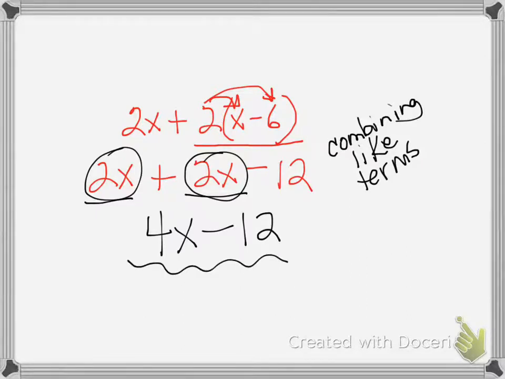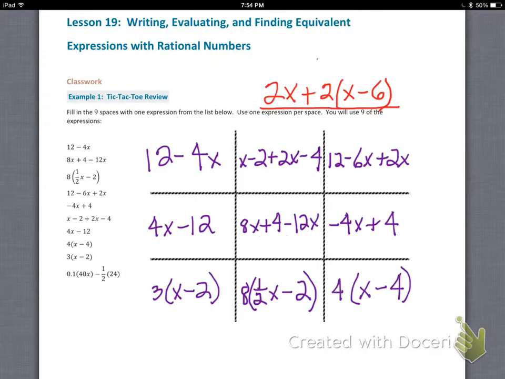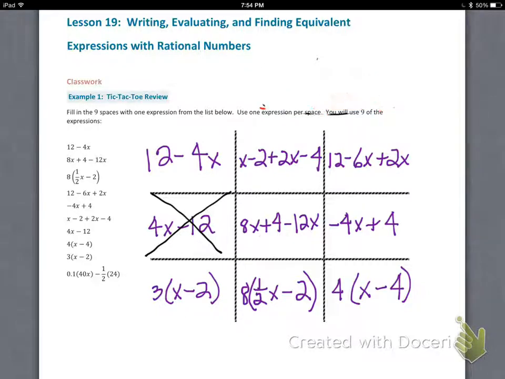Now, if I go back to my tic-tac-toe board, I will see 4x minus 12 right there. Okay, so go ahead and put an x through that 4x minus 12 because that is equivalent to 2x plus 2x minus 6. Okay? All right, so I'm going to go ahead and put my next equivalent expression up the top.